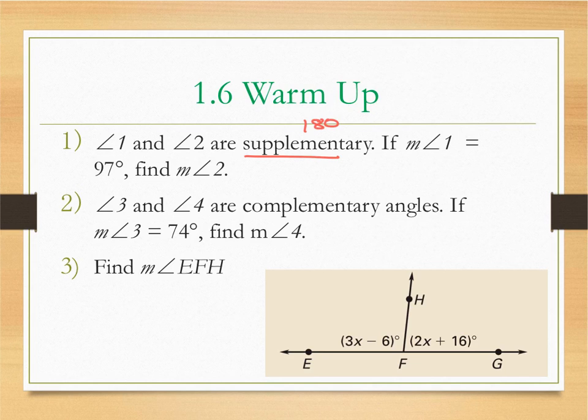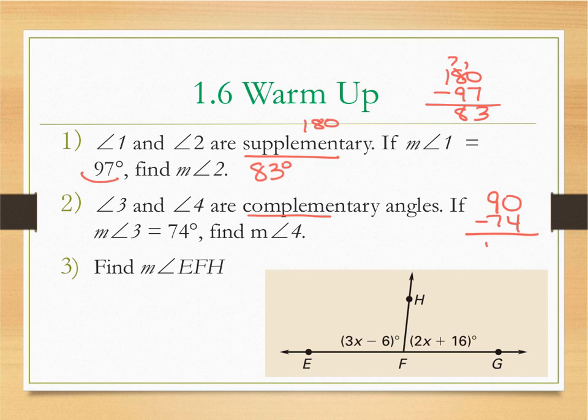For the 1-6, the first one, it's telling us that 1 and 2 are supplementary. So that tells me when I add them, they're going to add up to be 180. So if they give me the measure of one of them to find the other one, I'm just going to subtract it from 180, and I get 83. So angle 2 equals 83 degrees. The next question says that they are complementary. So this tells me that they're going to add to be 90. So I'm going to do 90 minus 74, and that will leave me 16 degrees for angle 4.